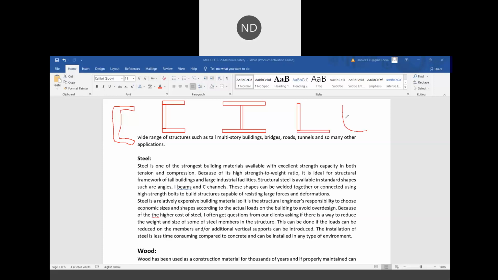This can be like this. Okay, so this can be your angle section, and like this also your angle section. Okay, so these are different types of your steel materials, that means your steel members, which are used for your different structural members.